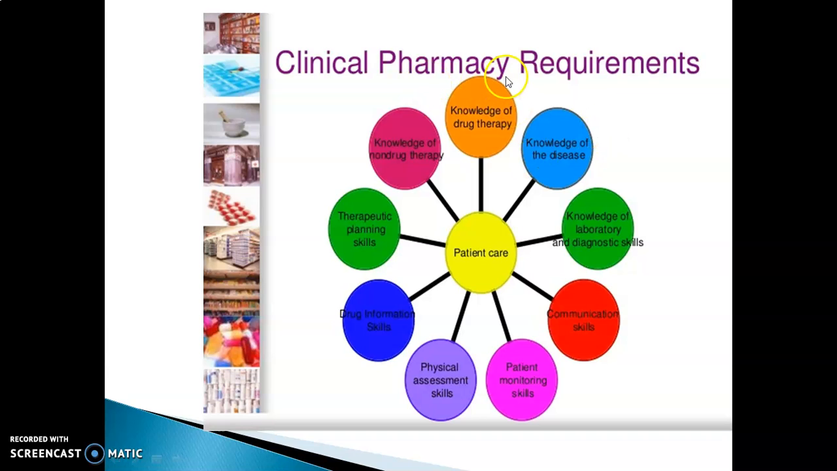Then clinical pharmacy requirements. So the requirements for clinical pharmacy are, first, knowledge of non-drug therapy, knowledge of drug therapy, knowledge of disease, knowledge of laboratory and diagnostic skills, communication skill, patient monitoring skill, physical assessment skill, drug information skill, therapeutic planning skill.